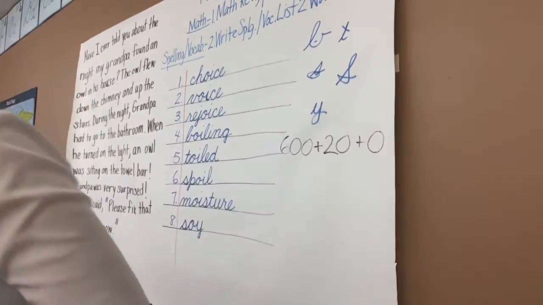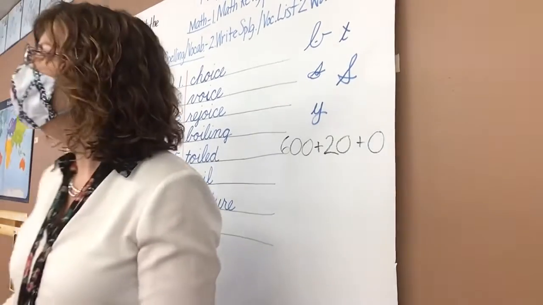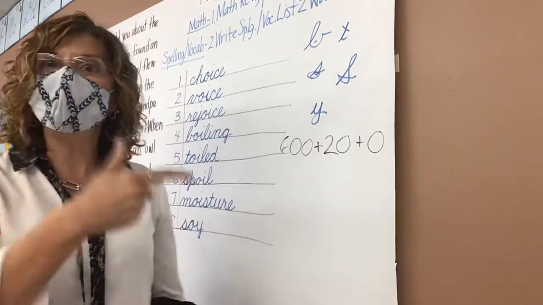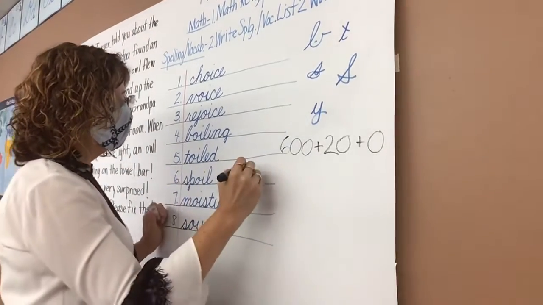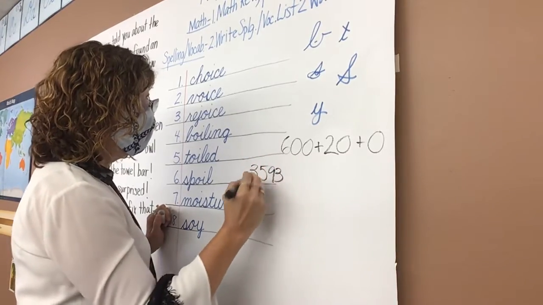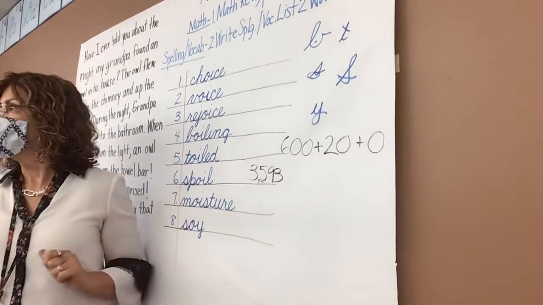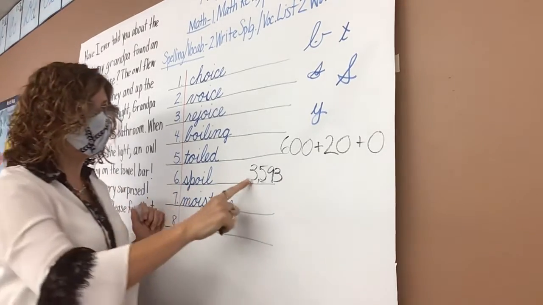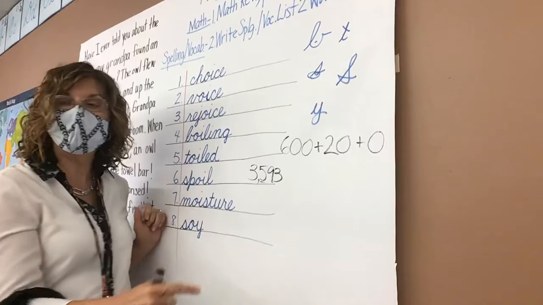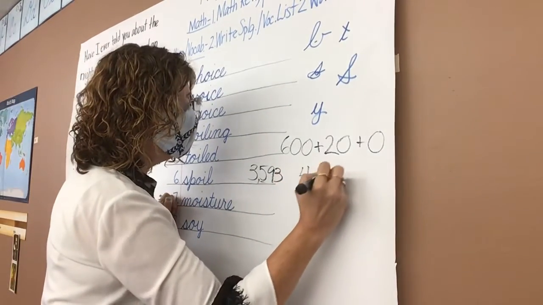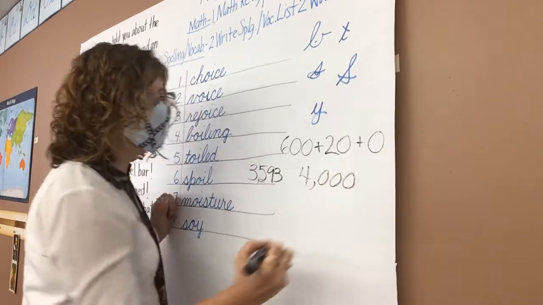All right, so this one is 3,593. Since we're rounding to the nearest 1,000, we're going to look at the hundreds column. What's in your hundreds column? 3,593. The 5 says go higher. So the 3,000 would round up to 4,000. So you are going to write 4,000.